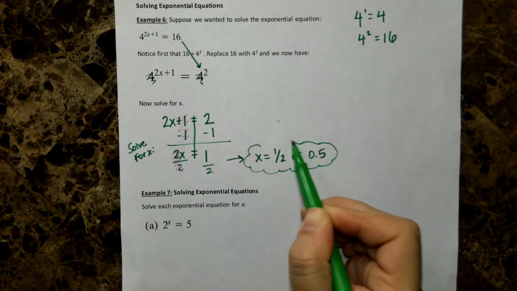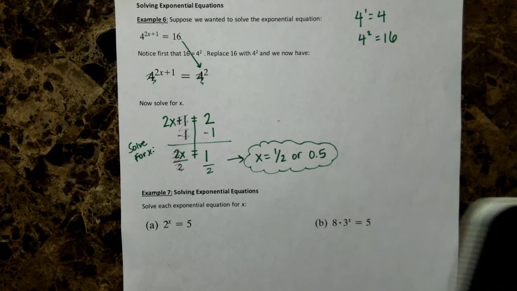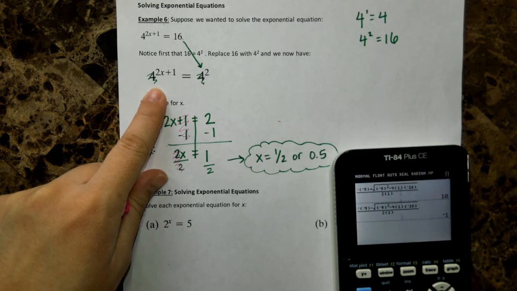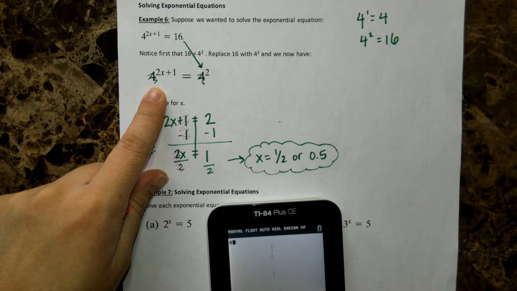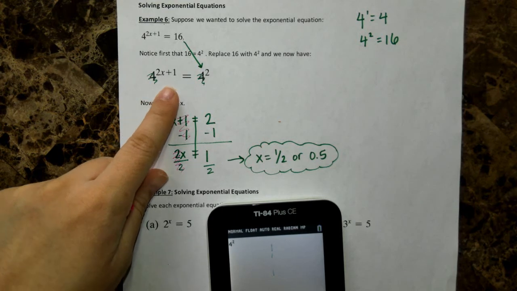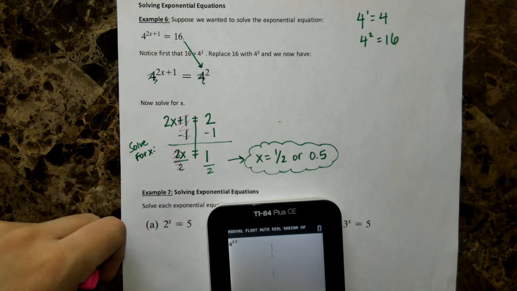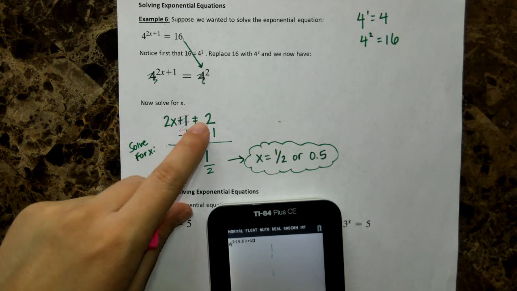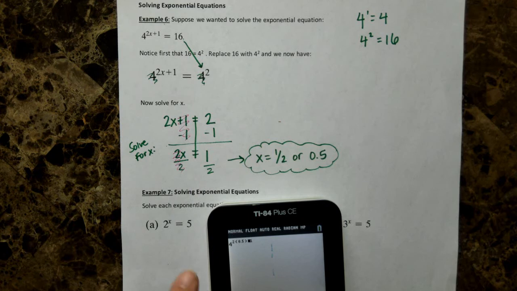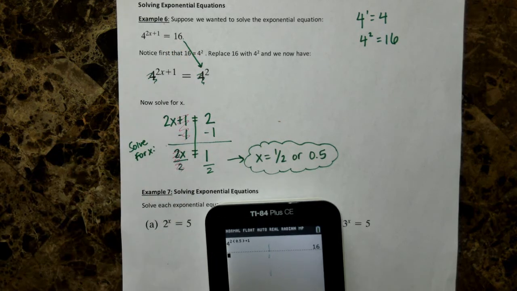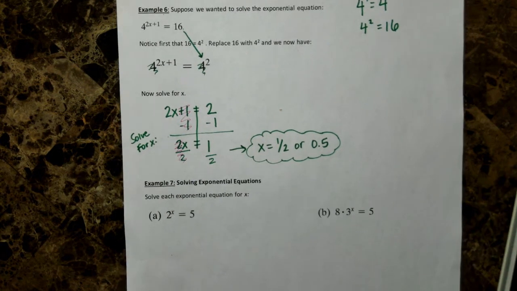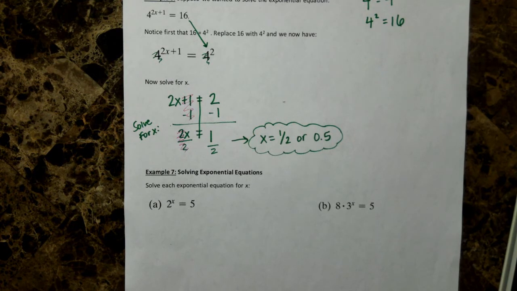And there's our answer. And you can always plug it in for x if you wanted to check that this was right. You could type in 4 to the 2 times x, which we just said x was 0.5, plus 1, and it should equal 16. And it does. And there you go.